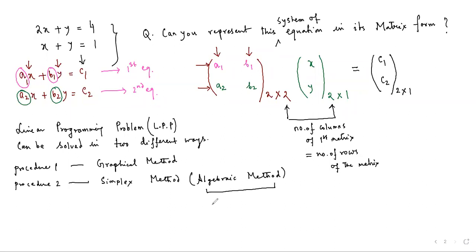For the graphical method, the recapitulation required was about straight line and region. That's why I discussed these two things, because this idea is required for the graphical method. For the algebraic method, the recap required is matrix. And that's why I asked you whether you can bring a system of equations into its matrix form or not. So these are the recapitulations that I wanted to discuss with you.